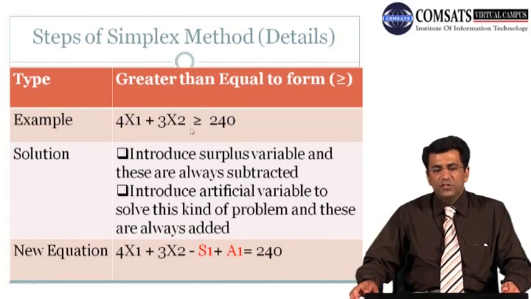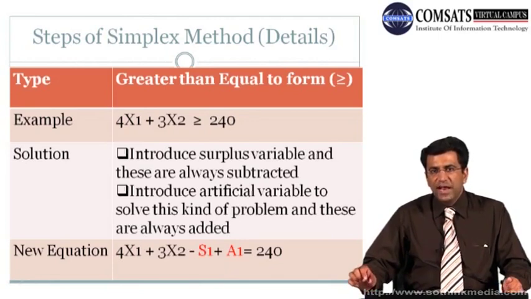And again, if we have the inequality 4x1 plus 3x2 greater than or equal to 240, we will introduce the surplus variable here, and the equation will become 4x1 plus 3x2 minus s1 is equal to 240. But in this particular case, we may also introduce an artificial variable in a particular scenario. Again class, why we are adding this artificial variable, we will discuss when we solve the relevant problem.